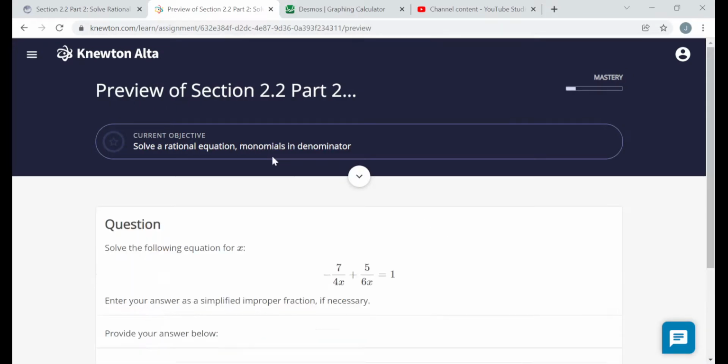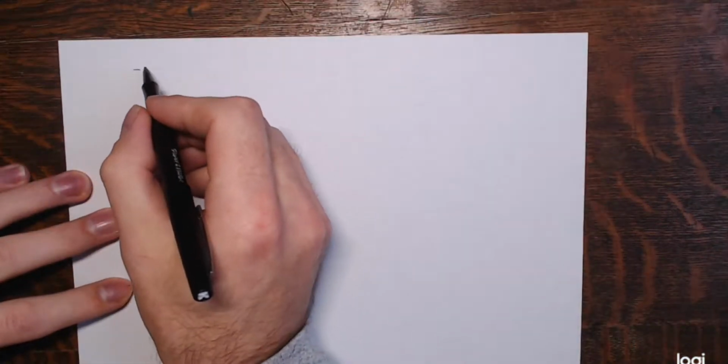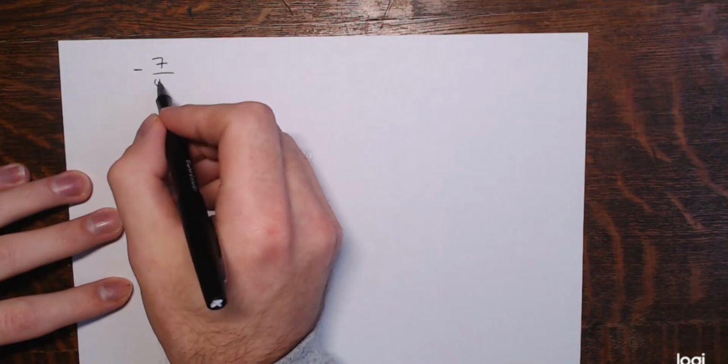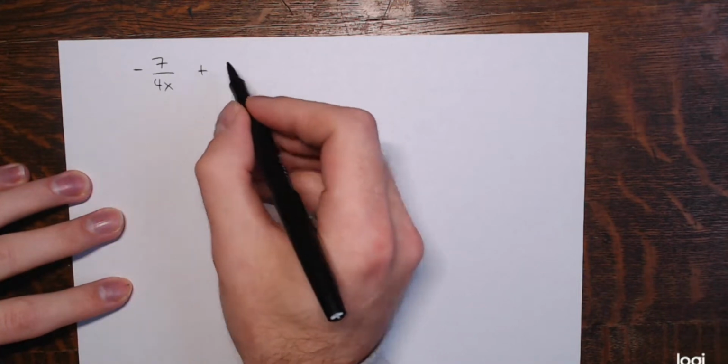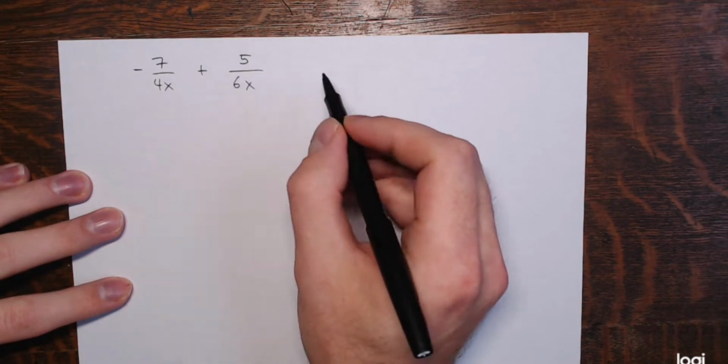All right, so now we have one with monomials. This is probably even easier. But I'm doing the same procedure. Same procedure. So I'll write this equation out. I have negative 7 over 4x plus 5 over 6x equals 1.